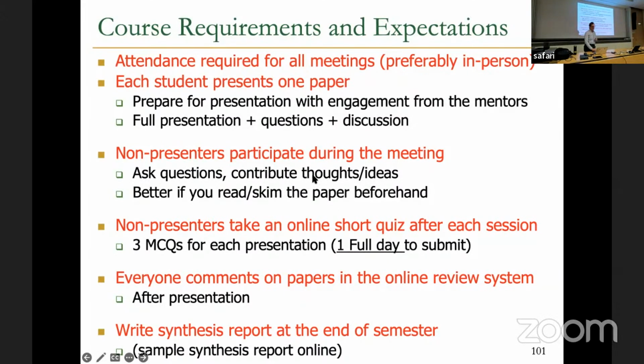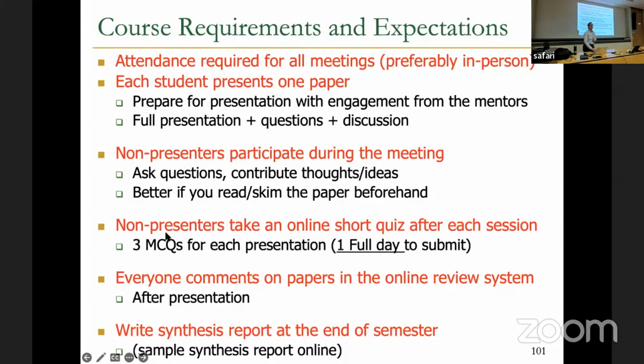Non-presenters participate, as we've discussed, right? Ask questions, contribute thoughts and ideas. This is great. I mean, in the past, we've had very good discussions, which inspired a lot of people. And it's better if you read or skim the paper beforehand. It's always good to do that, right? That way, at least you know what's going to be talked about. But this is not a requirement by any means. Well, you should read the paper you're presenting, of course. Right? That's critical. So non-presenters also take an online short quiz after each session.